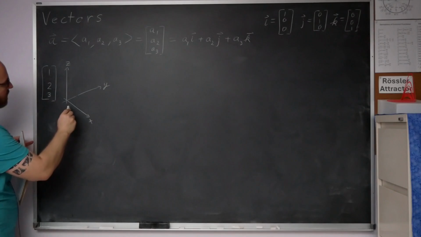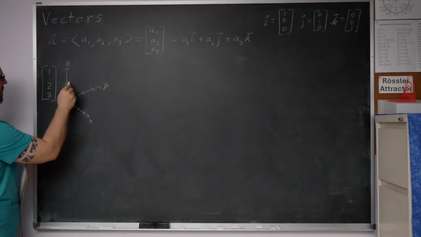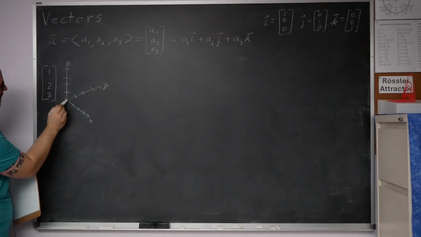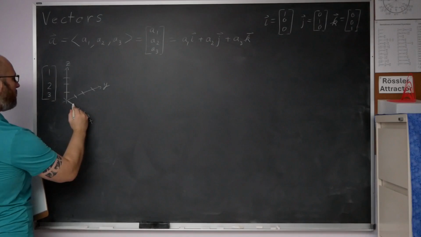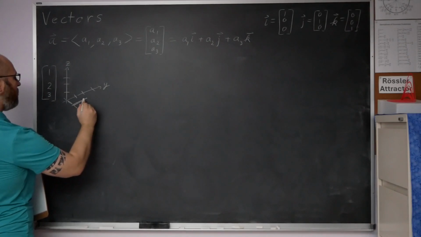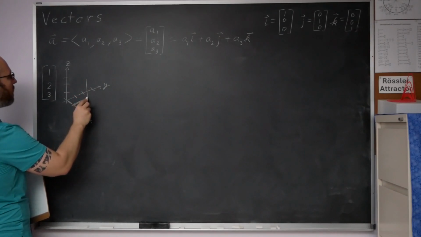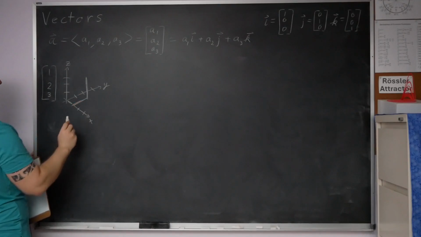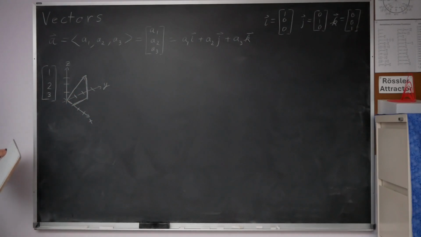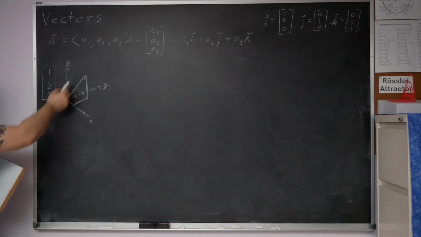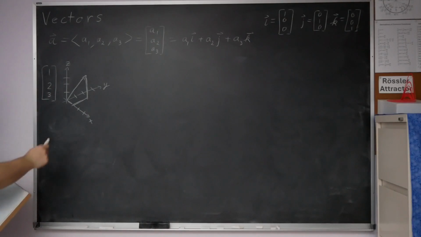Well, I'm going to go 1 unit in the X direction, I'll go 2 units in the Y direction, and then I'm going to go 3 units in the Z direction, and this will be my vector. So again, it has a length, it has a direction it's pointing, but again, if I copy this in different places, it's still the same vector. And it still has a tail and a head.